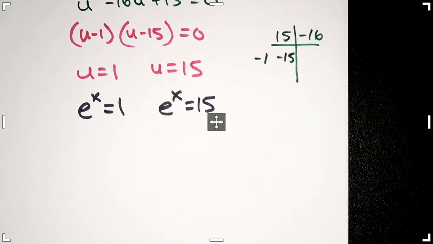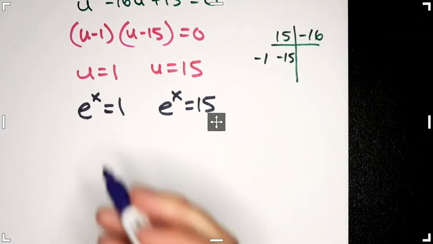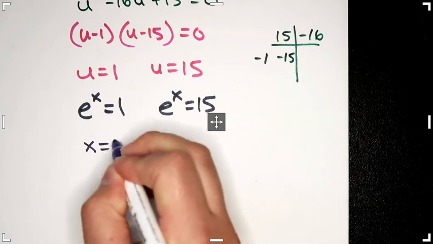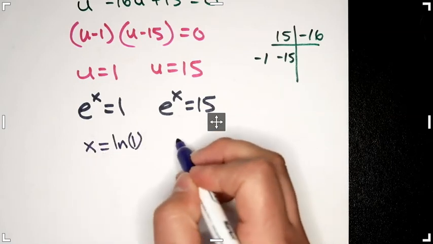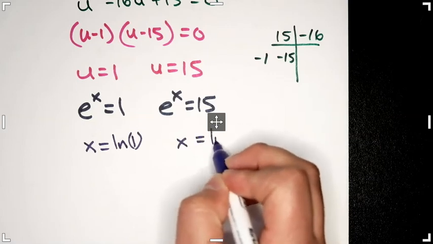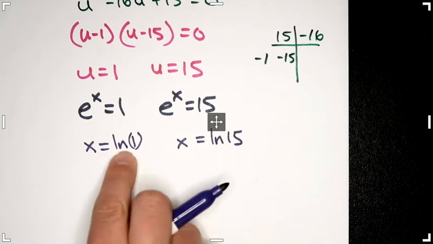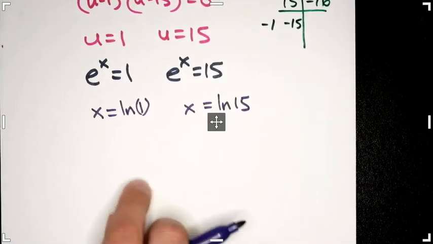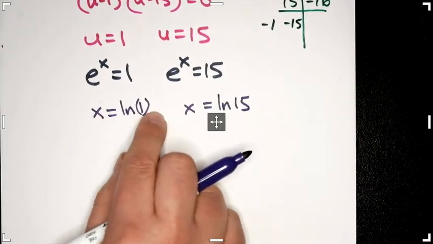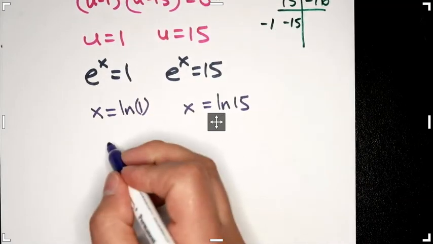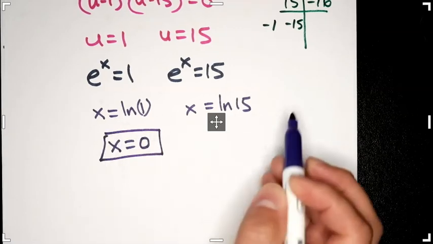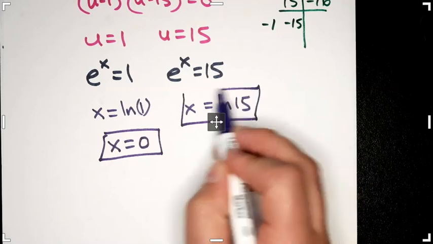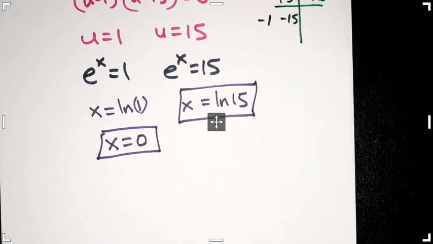Lastly here, I'm going to take the natural logarithm of both sides, and I get x equals the natural log of 1 and x equals the natural log of 15. Now the natural log of 1, remember, is 0, because I'm saying e raised to what power equals 1. So this is really the same thing as 0 here. And this is going to be left at natural log of 15 there.